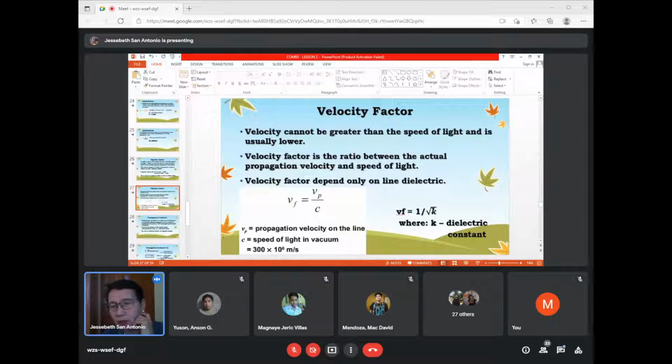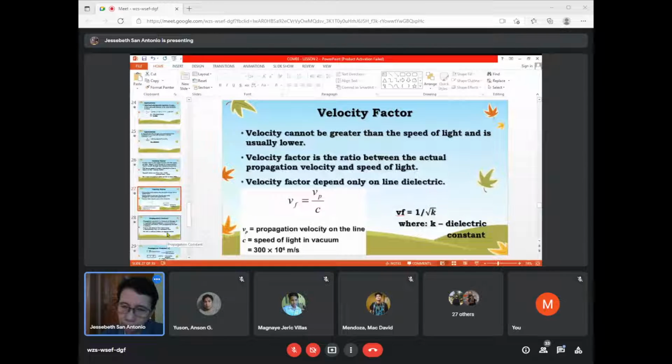Kasi ang dielectric constant, this is already prepared, no? May table na sa coaxial cable, sa transmission media, may table na binibigay na nasa libro na kung ano yung ginamit mong dielectric, yun ang meron siyang corresponding dielectric constant. So if you divide 1 by the square root of the dielectric constant, you will be able to get the velocity factor.